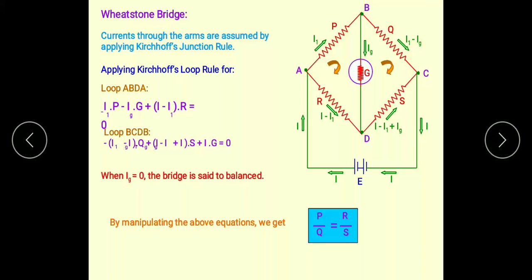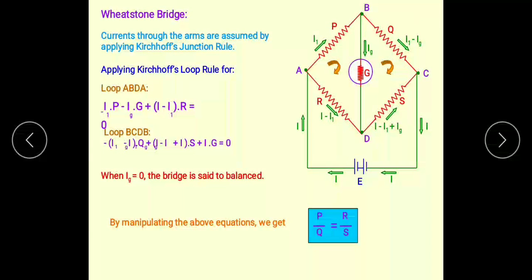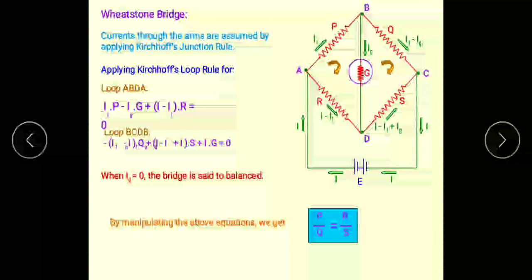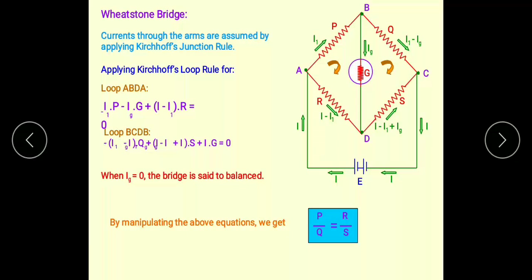You have already done your half of the TET chapter, that is current electricity, and now we will start with the Wheatstone bridge. Before starting this, you should also be aware of Kirchhoff's law, that is first law and second law, because the Wheatstone bridge basically depends upon Kirchhoff's second law, that is the loop law.